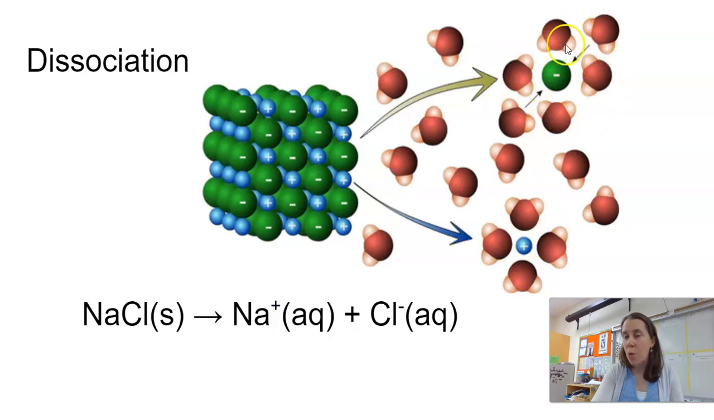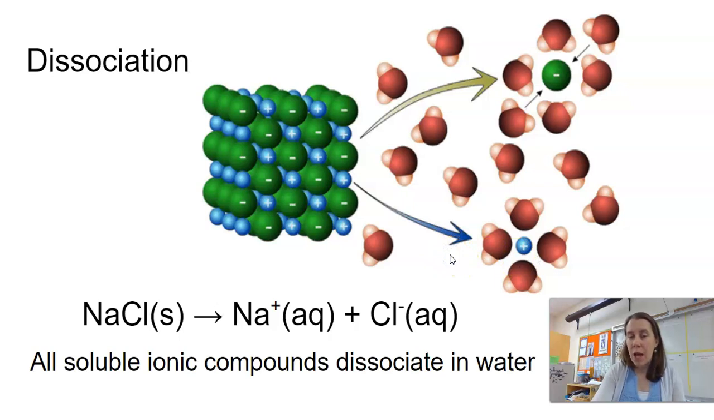Right, and then we know that the water molecules have partial charges because they are polar. So the sides with the hydrogens have partial positives, so they'll orient around that negative charge because of the attraction. And then the partial negatives on the oxygens will orient around the cations that are in solution. Okay, so any soluble ionic compound, so any ionic compound that will dissolve in water, will also dissociate in water. You can't have an ionic compound where the charges stay together when you dissolve it.